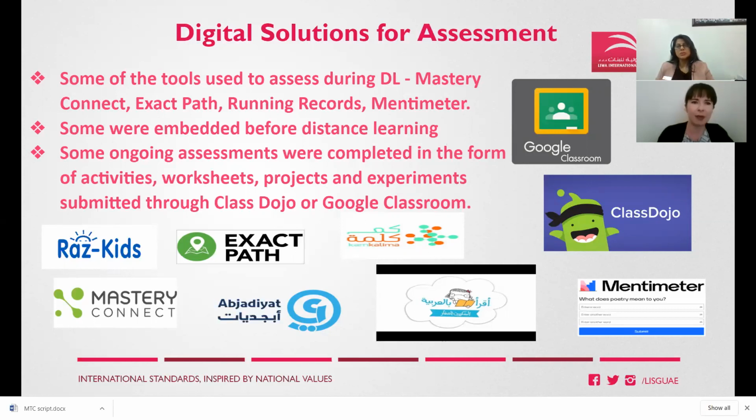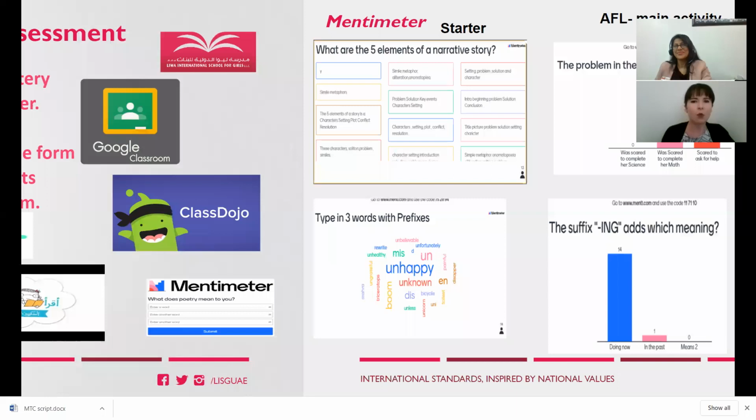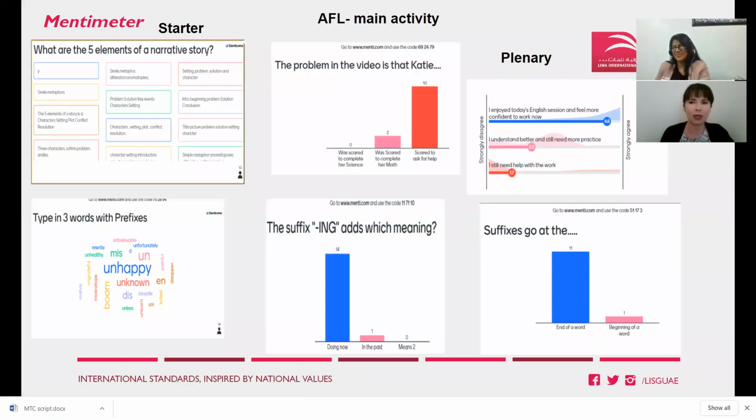Some on a daily basis, some on a weekly basis, some a bit less frequent. We did this in a number of ways, such as paper-based worksheets where they uploaded the work to either ClassDojo or Google Classroom, or digitally recording their voices, or recording themselves completing a science experiment with a video and then uploading it. So now I'm going to let Miss Shakila take over, and she's going to run through more in depth about some of these online platforms.